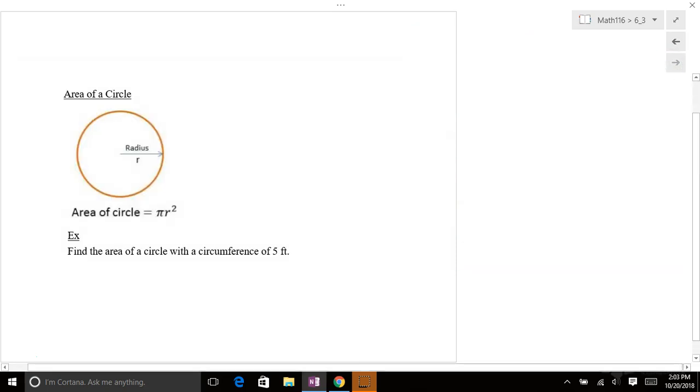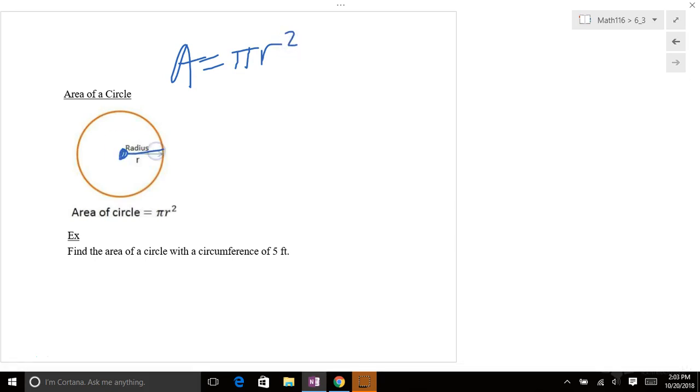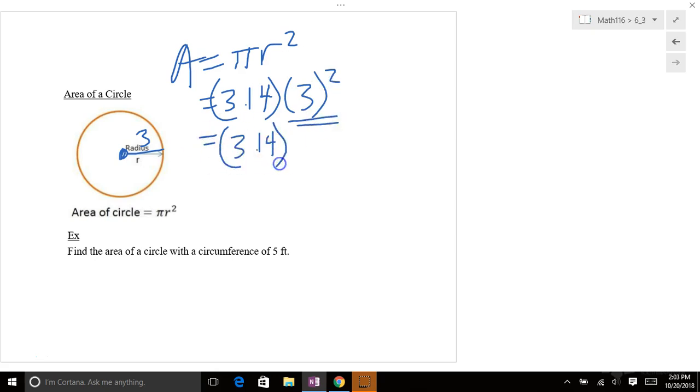Okay, we can do the area of a circle by going pi times the radius squared. So if you have a radius that's 3, you'd say, well, pi is 3.14 times the 3, which is squared. So you make sure you do the 3 squared first. So 3.14 times 9, and you get 28.26.